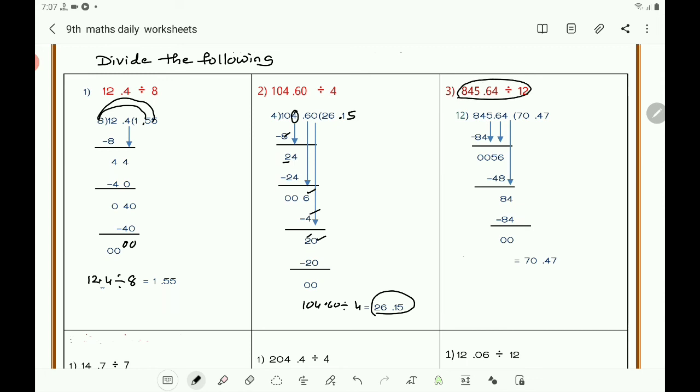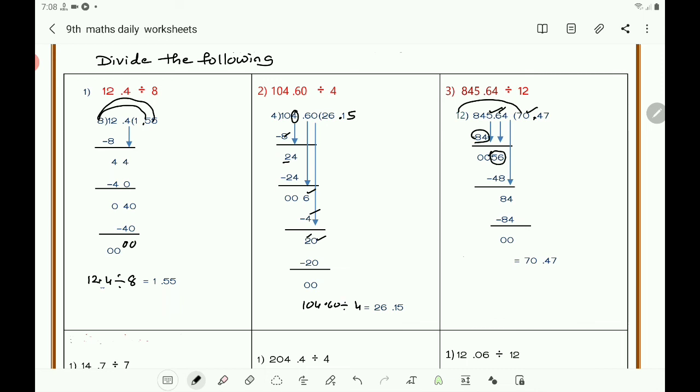Next, one more example you take. 845.64 divided by 12. Then you take that number 845.64. Then it is to be divided by 12. You write here. Now you take the first number 8. It is smaller than 12. Then you take the number 84. Then 12 sevens are 84. So you cancel it and you will get 0. Next you take this number 5. But here 5 is less than 12. So you take 0. And next you take the next number 6. That is after the decimal point. So put the point.